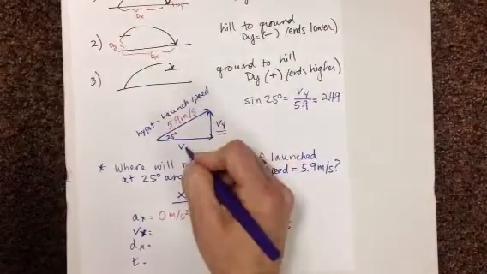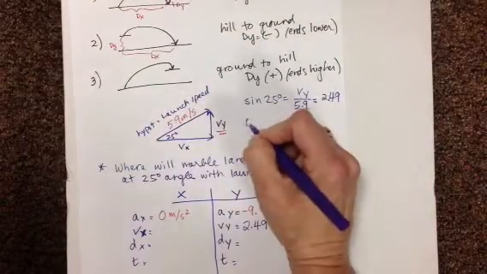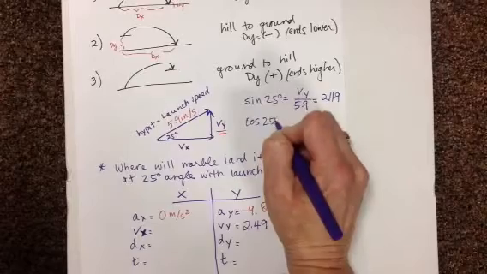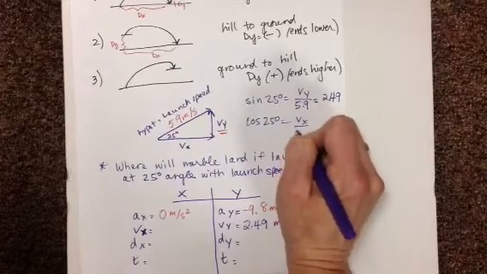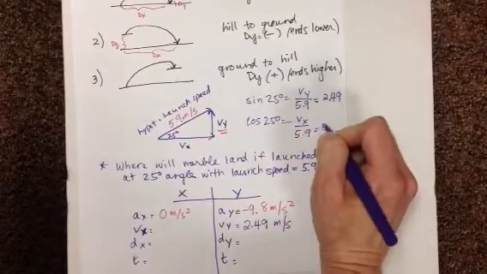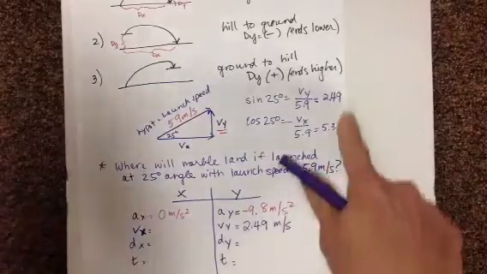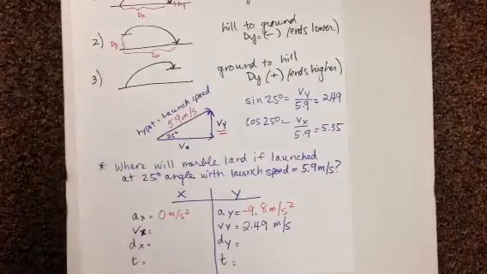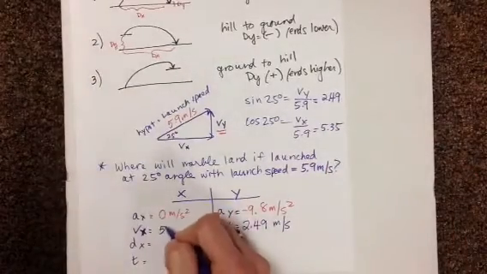To come up with our horizontal velocity, we need to take the cosine over 5.9, and that comes up to be 5.35. Make sure your calculator is in degrees and not radians. And so I go ahead and put that over here.